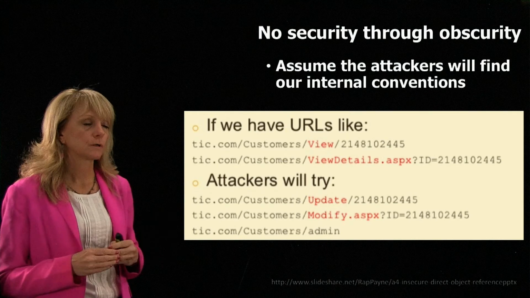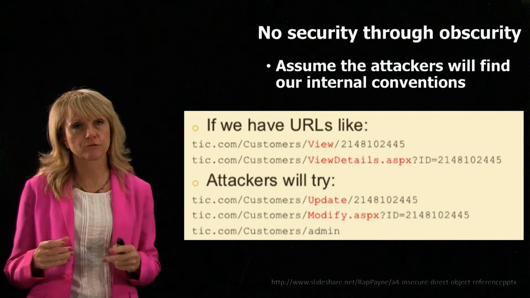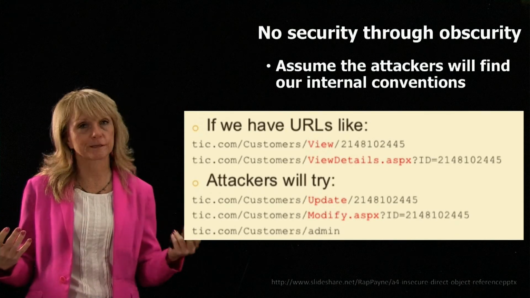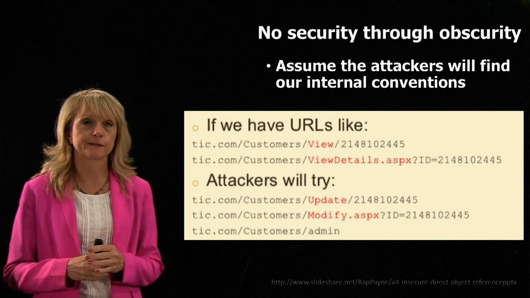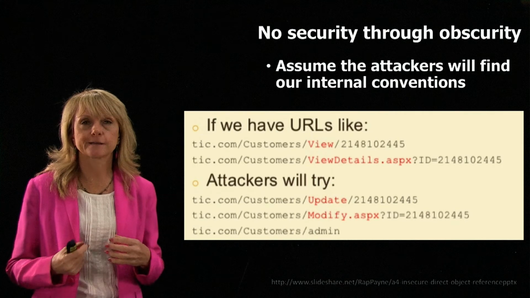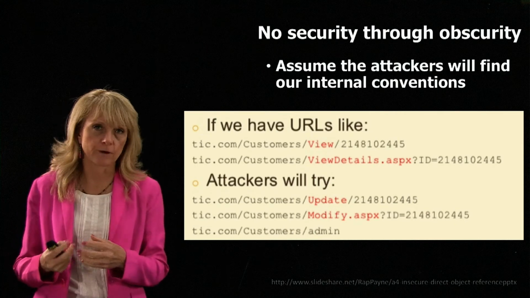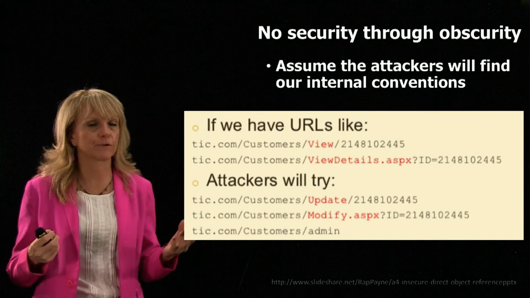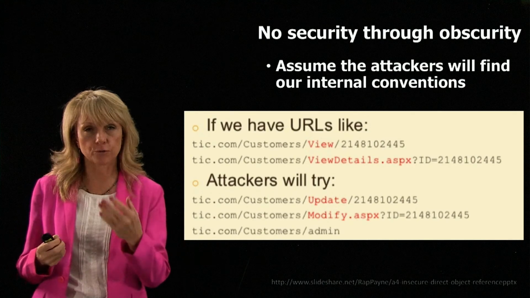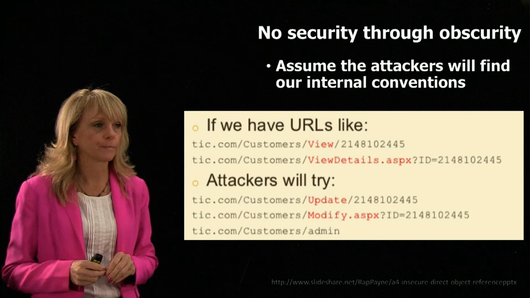Here are some other attacks. And this is really saying no security through obscurity. That's a security principle that says if you think something is too complicated to figure out, or who would ever know that we use this file name or this variable name, they'll figure it out. So there is no security through obscurity.